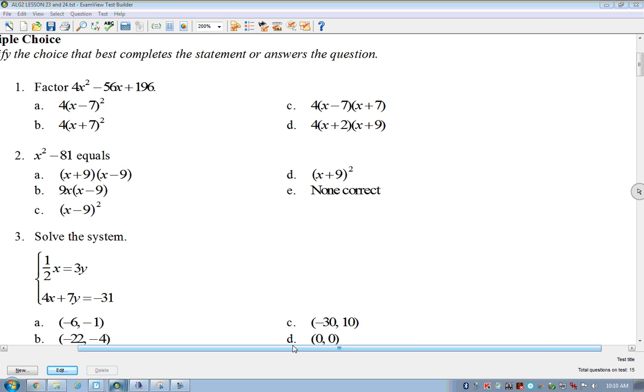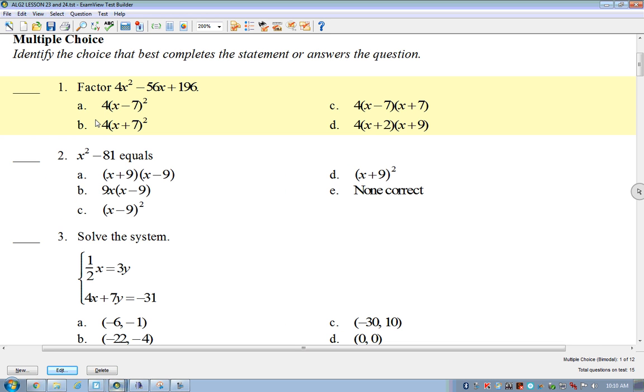You could do the same thing with number 1, right? If I come back up here, x minus 7 times x minus 7, I'm getting x squared minus 14x plus 49, multiplying all of that by 4, getting 4x squared minus 56x plus 196. I'm seeing that I get what I started with. I have the right answer.